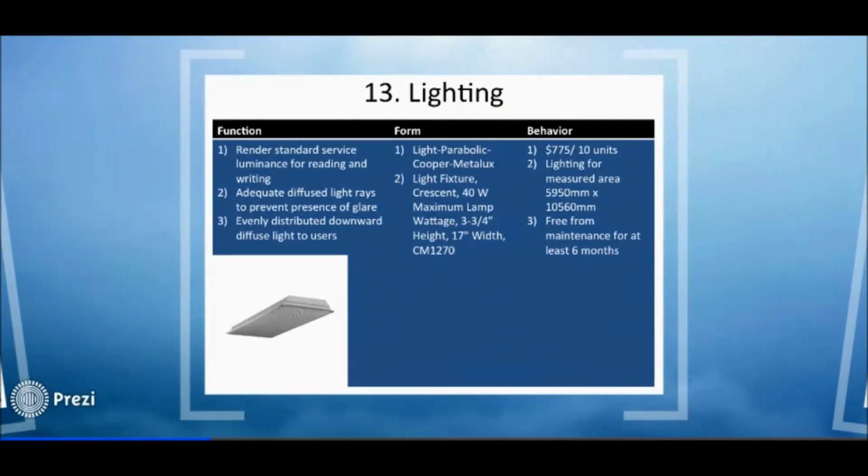For lighting, it is to render standard surface luminous for reading and writing. It provides adequate diffuse light rays to prevent the presence of glare, so it is evenly distributed downward to diffuse light to the users.